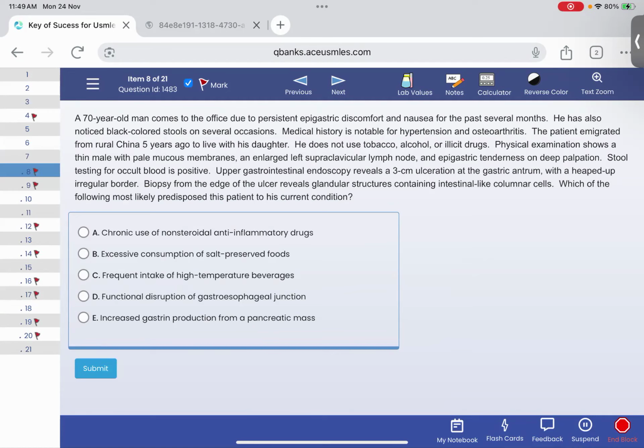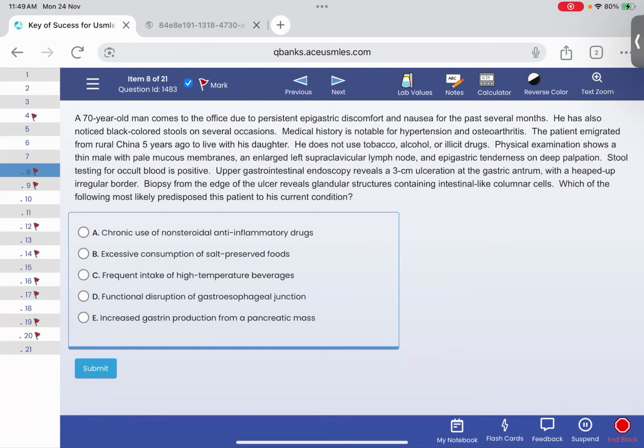Which of the following most likely predisposed this patient to his current condition? A 70-year-old man comes to the office due to persistent epigastric discomfort and nausea for the past several months. He has also noticed black colored stool on several occasions. Medical history is notable for hypertension and osteoarthritis. The patient immigrated from rural China 5 years ago to live with his daughter. He does not use tobacco, alcohol, or illicit drugs. Physical examination shows a thin male with pale mucous membranes, an enlarged left supraclavicular lymph node, and epigastric tenderness on deep palpation. Stool testing for occult blood is positive.